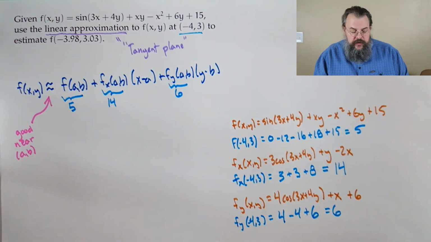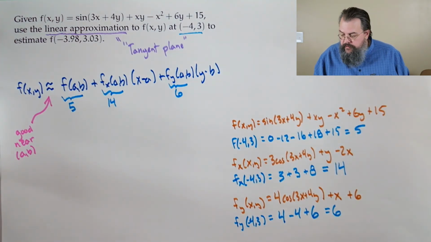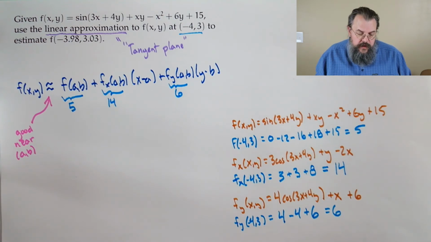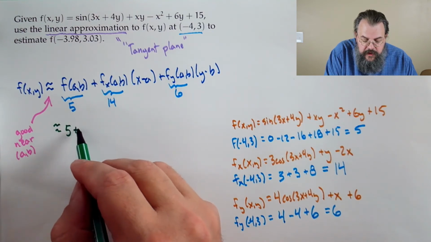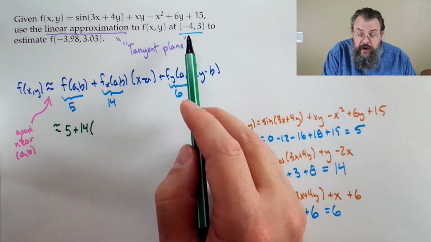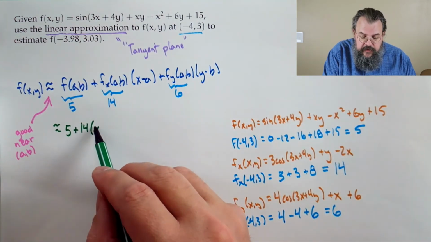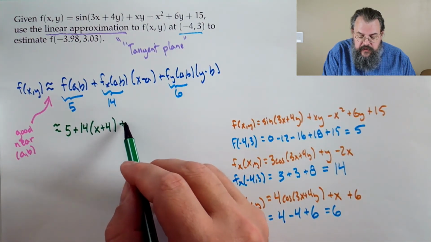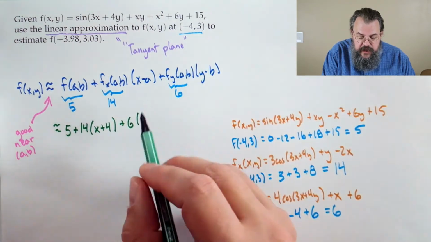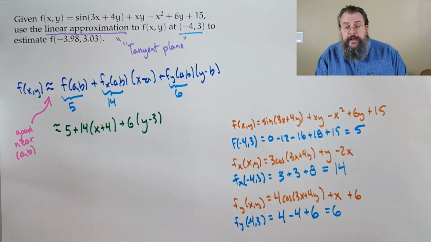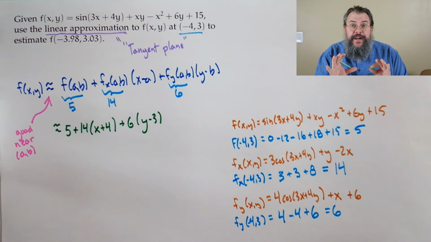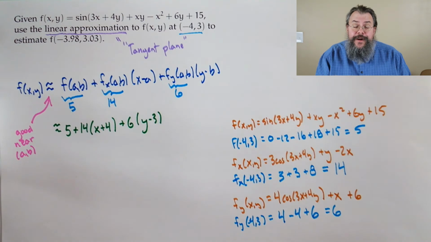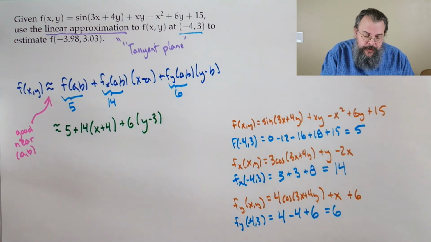So, cleaning this up, we now have the following. It's approximately 5 plus 14(x minus minus 4), so x plus 4, plus 6(y minus 3). Now, don't expand here. In fact, if we expanded here, it would make things tougher. We don't want things to be tougher. We want things to be better. So what do we do?